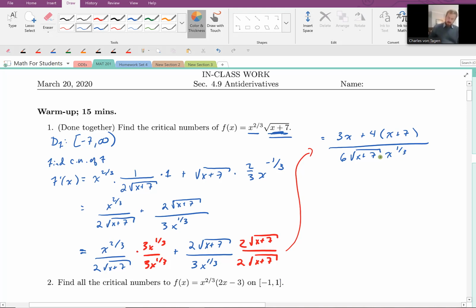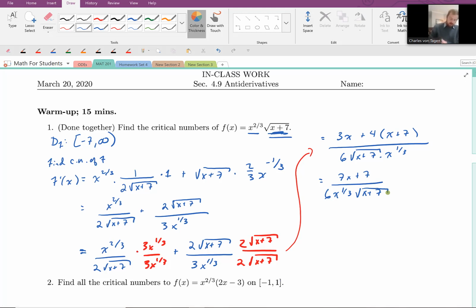Okay. Cleaning this up just one step more, we end up with 7x plus 7 all over x to the 1/3 times, let me write the 6 in front of that, 6x to the 1/3 times the square root of x plus 7. Okay. So folks, if you had any trouble with this algebra, let me know.